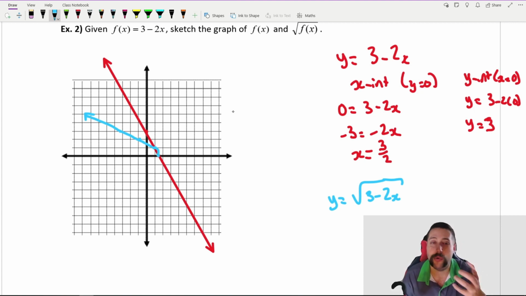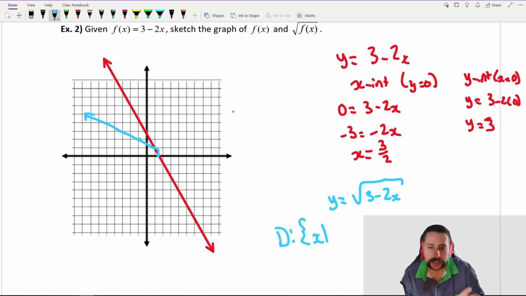And there is our radical function. Okay, so that's how it is sketched. To state the domain of this radical function, we can state it so that the domain is all your x values such that x is going to be less than or equal to 3 over 2, provided that x is an element of all real numbers. Okay, so that's your domain.